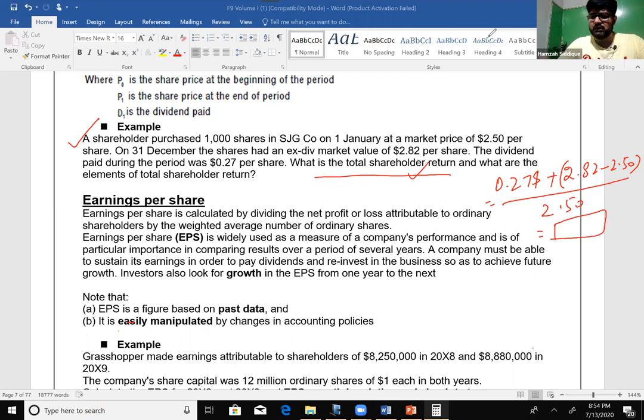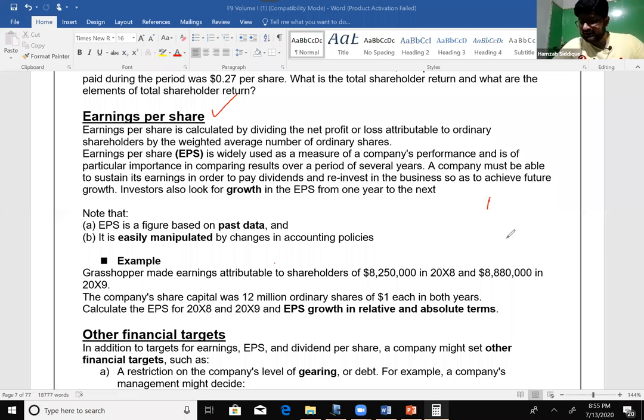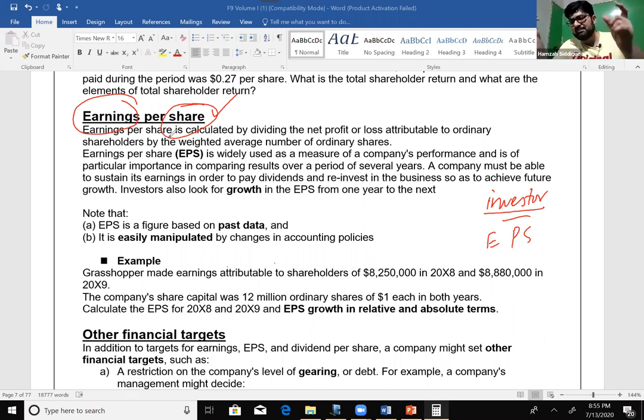Students, the second measure of the company's performance is a financial target: earning per share. Earning per share is a very important indicator of the company's financial performance. Earning per share means how much the company has earned per share during the year.